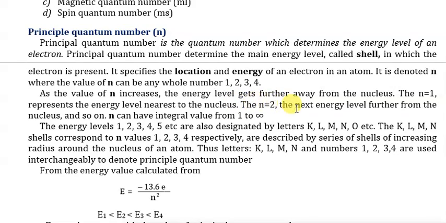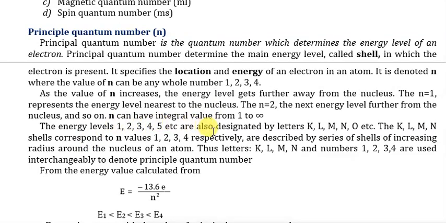n equal to 2 is the next energy level further from the nucleus, that is the second shell, and so on. So n can have integral values from 1 to infinity. The energy levels 1, 2, 3, 4, 5, etc.